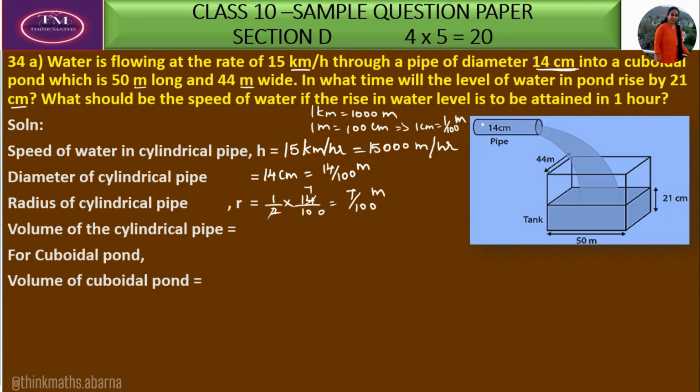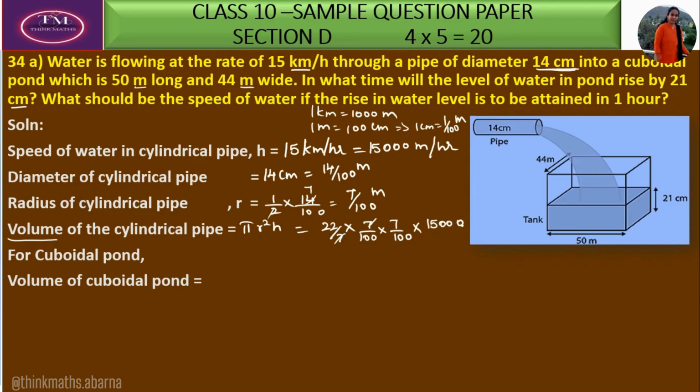Now we have to find out the volume, how much it can hold. Volume of the cylindrical pipe. What is the formula? We have to use the volume formula. Okay, volume is pi r square h. Here it is the water filling up, so you have to use the volume. Volume of the cylindrical pipe is nothing but pi r square h. What is pi? 22 by 7. R is 7 by 100 into 7 by 100 into h. What is h here? 15,000.